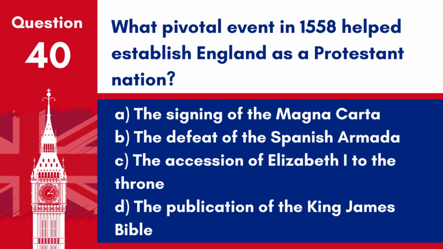D. the publication of the King James Bible. Answer: C. the accession of Elizabeth I to the throne. Elizabeth I's accession in 1558 and her subsequent religious reforms solidified England's Protestant identity.